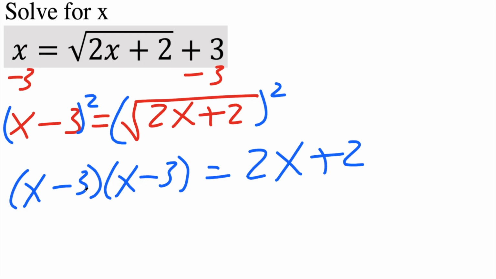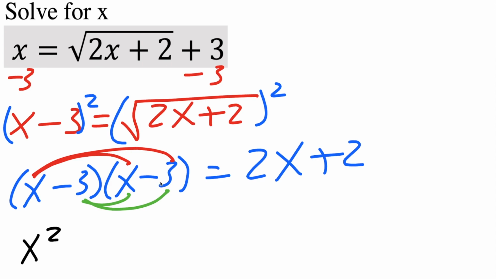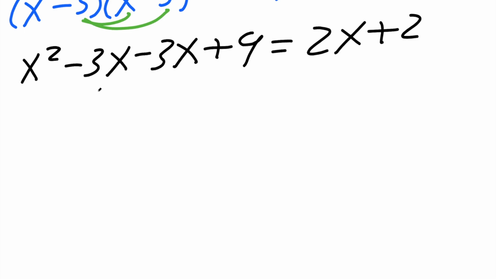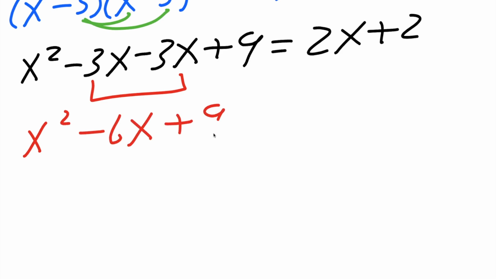Now, doing this, you can use your distributive property, and I'll show it. Why not? x times x, x times negative 3, negative 3 times x, negative 3 times negative 3. And x times x is x squared. x times negative 3 is negative 3x. Negative 3 times x is negative 3x. And negative 3 times negative 3 is positive 9, is equal to 2x plus 2. We can clean this up a bit. So negative 3x and negative 3x gives you negative 6x. So x squared minus 6x plus 9 is equal to 2x plus 2.